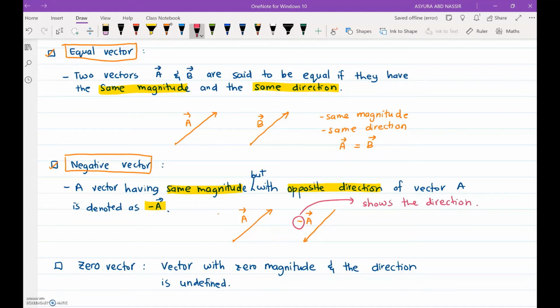Next we have a zero vector. A zero vector means the vector with a zero magnitude, and the direction is undefined. So we say that the vector is static, with a zero magnitude and with the direction which is undefined.